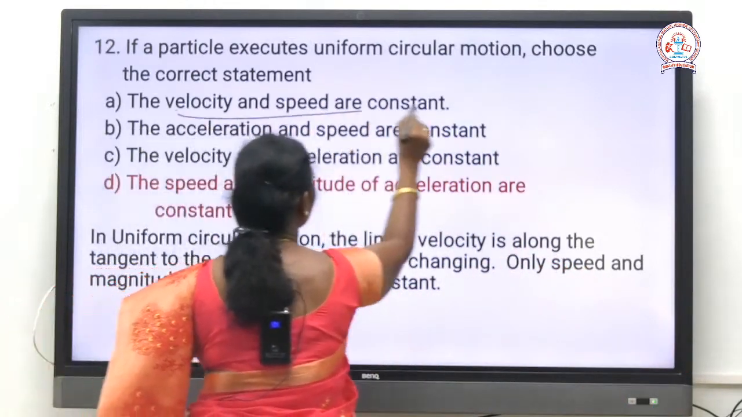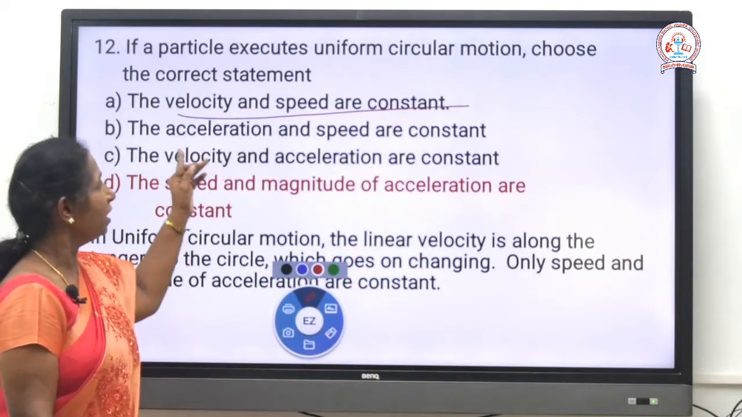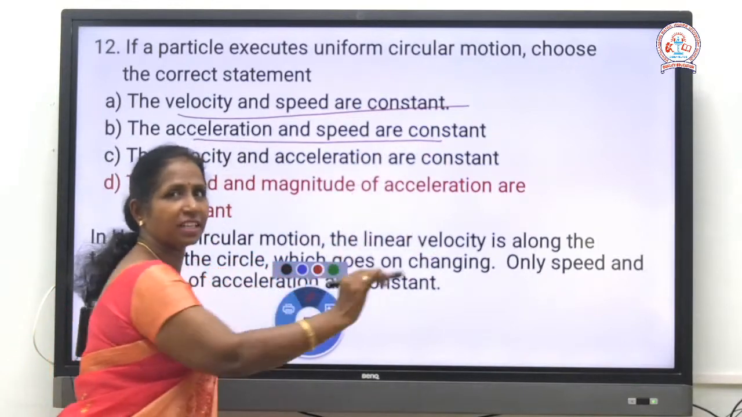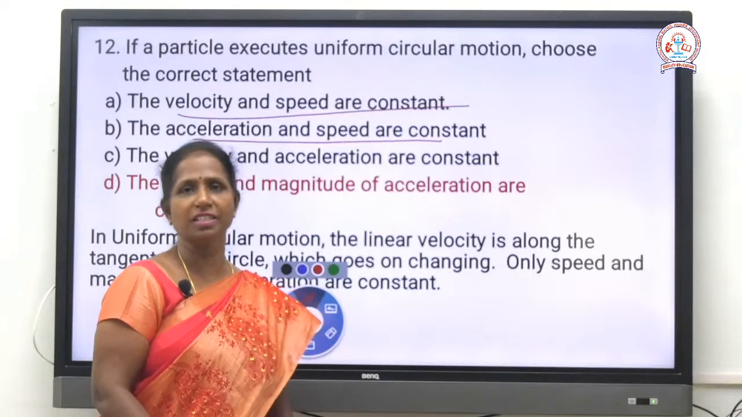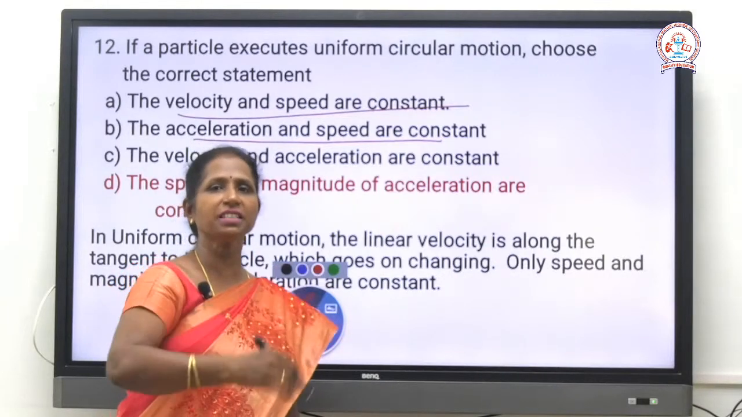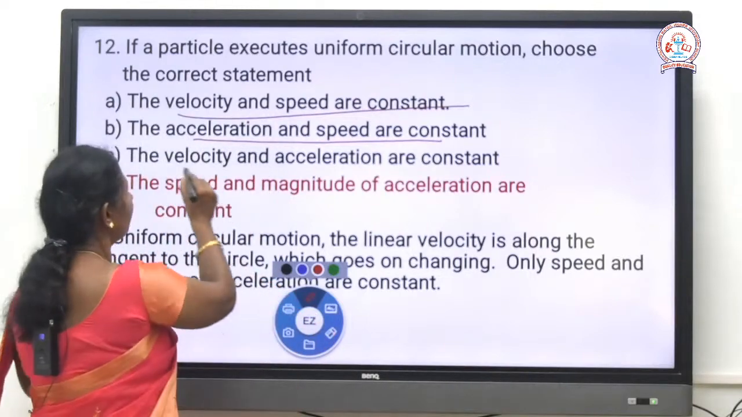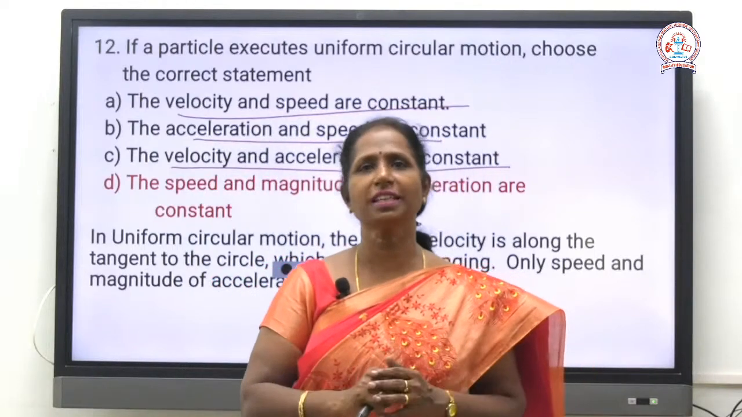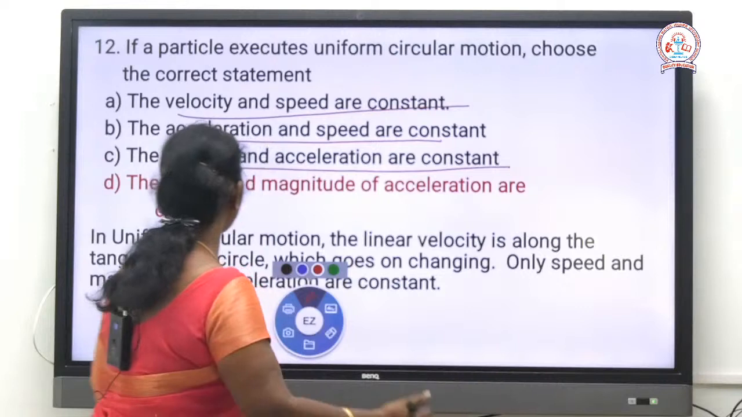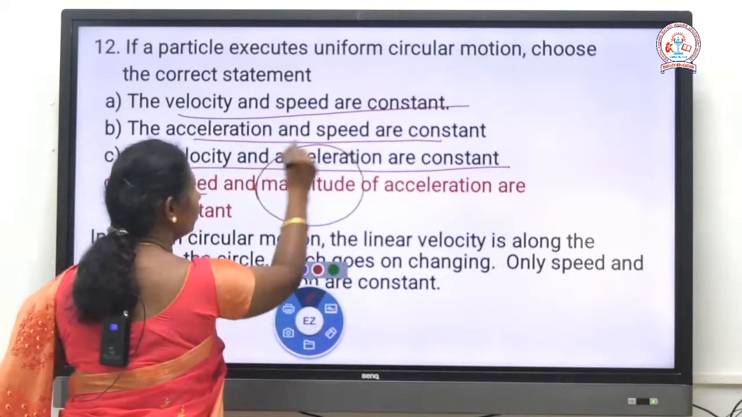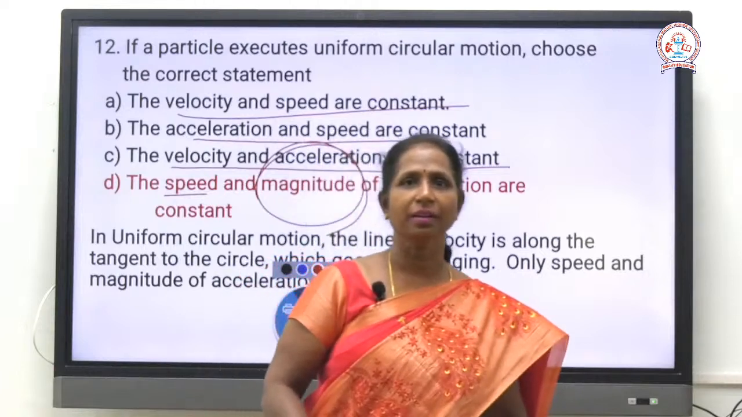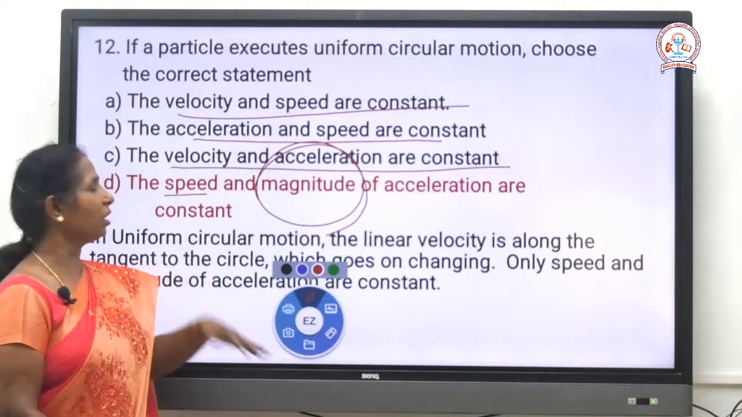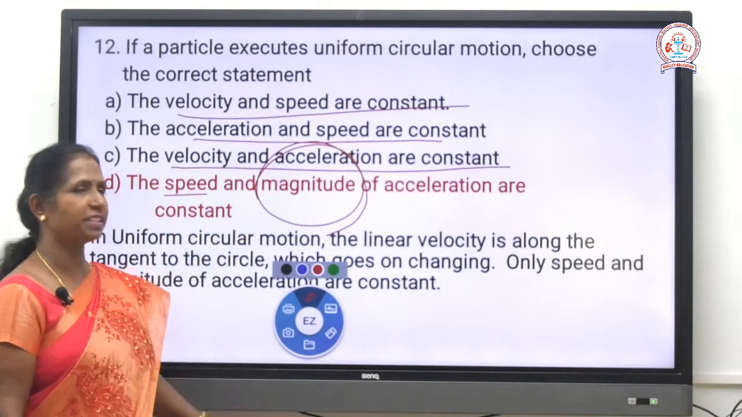So the first option, both are constant, is wrong. Second option, acceleration and speed are constant. Wrong. Speed is constant, correct, but acceleration is not constant. If velocity changes, acceleration also changes. Then velocity and acceleration are constant? Velocity is changing, acceleration is also changing; only speed is constant. The last option is speed and magnitude of acceleration. Both are constant. So the last option is the correct one.